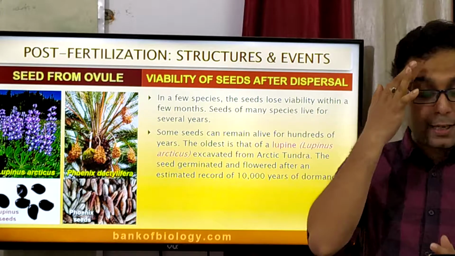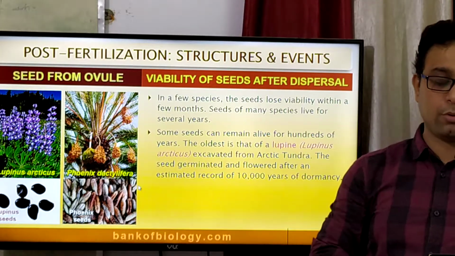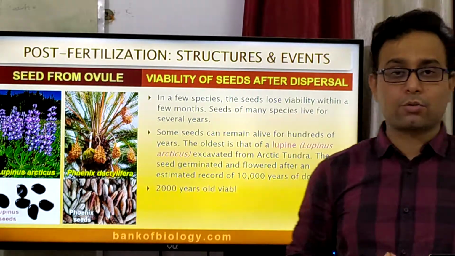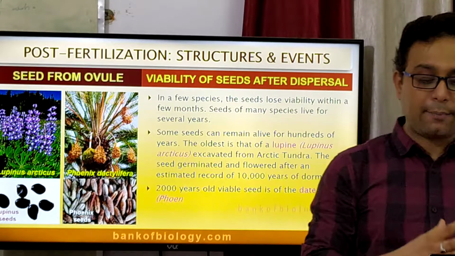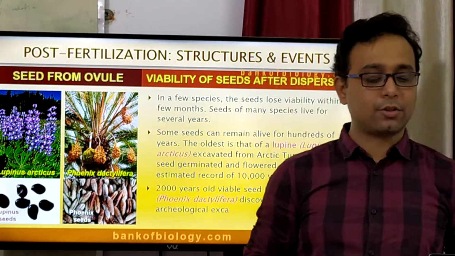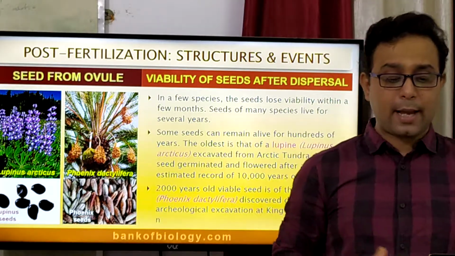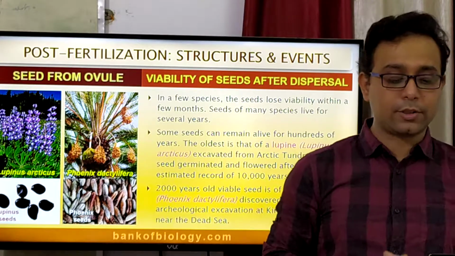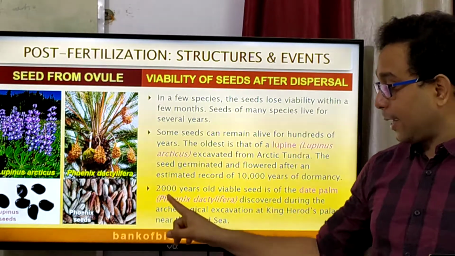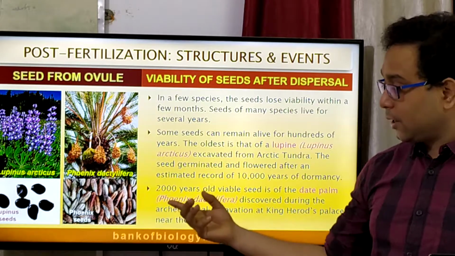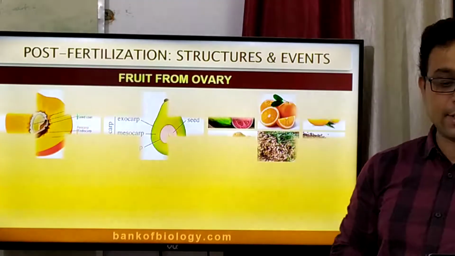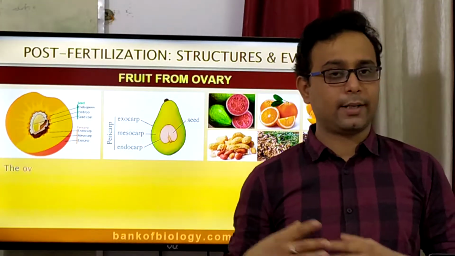Now, another example from your NCERT book: 2000 years old viable seeds of the date palm, Phoenix dactylifera, discovered during archaeological excavations at King Herod's palace near the Dead Sea. So the date palm's seed viability is 2000 years, but the lupin is the oldest, right?